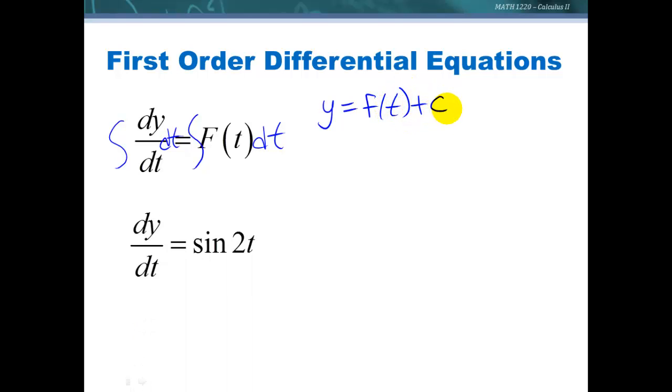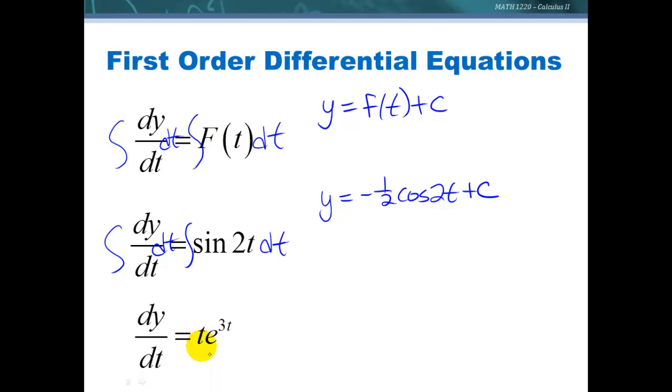So a couple examples of that. We've got the right-hand side just a function of t, and so we integrate both sides and we have y equal, I need the antiderivative here, which is negative 1/2 cosine 2t plus a constant.